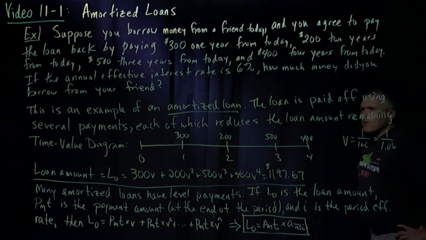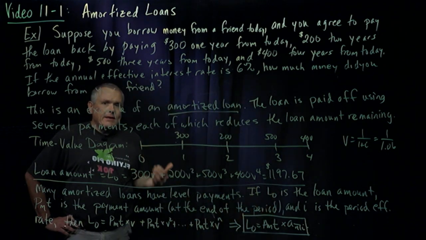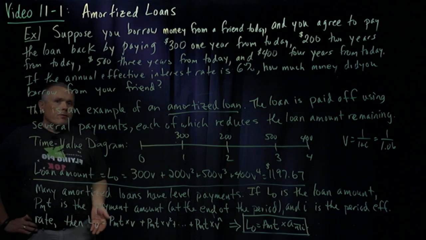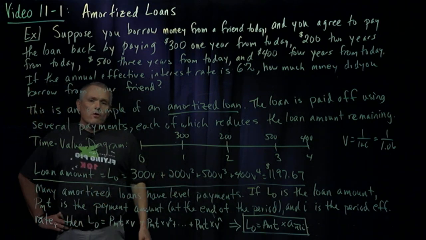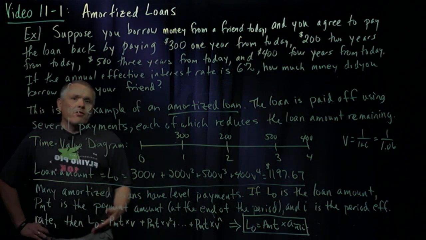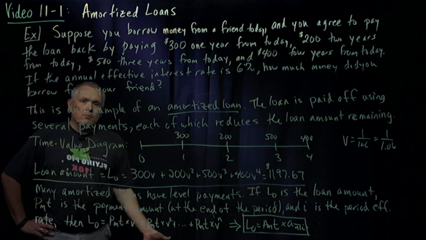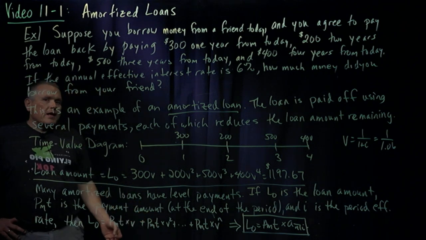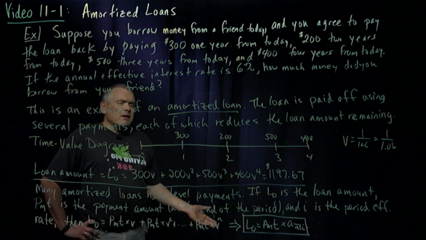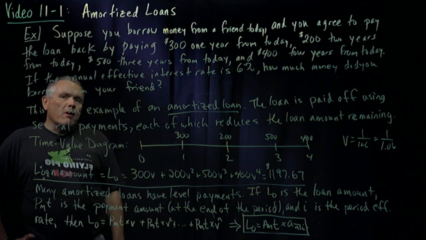All right, so let's motivate this idea with an example. Let's say you borrow money from a friend today. You need the money today, but you're going to pay the friend back with payments over the course of the next 4 years. So we've got the sequence of payments in this case where we're going to pay $300 back 1 year from today, $200 back 2 years from today, $500 3 years from today, and $400 from 4 years from today. Given an annual effective interest rate of 6%, can we figure out how much money you borrowed from your friend?